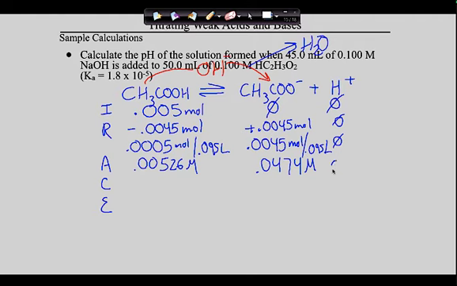0.0474 molar, and still 0. Can you guys sign off on that? My numbers look okay? Okay, so now, guys, what do we do from here?